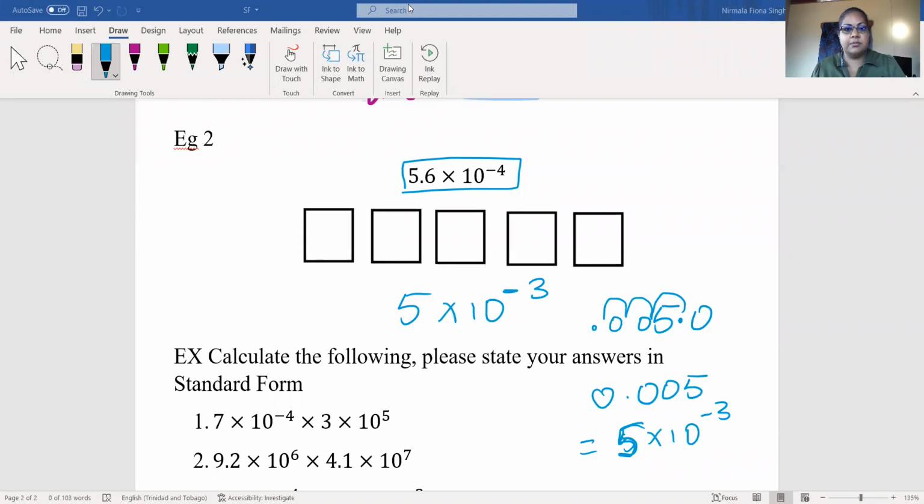Yes, question? Miss, how do you do this on the calculator? I'll come into that now. All right, we just started. Remember, I'm still teaching you standard form. So now we want to do this on the calculator.